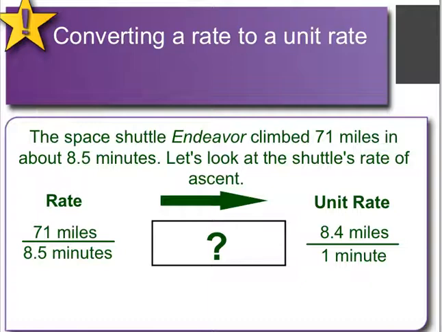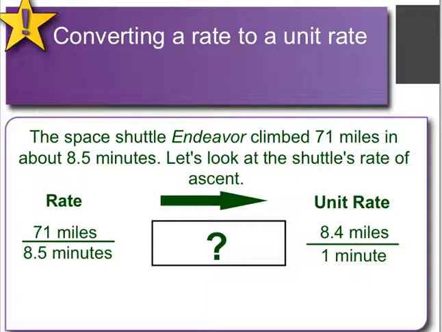So if we're talking about our unit rate, we could have a rate which is two different units of measure. In this case, miles and minutes. If we're talking about the Space Shuttle Endeavour, it climbed 71 miles in about 8.5 minutes. But we want to know how many miles it went in just 1 minute. That's a unit rate when we have just one of a certain unit. And in this case, we want our 1 minute.